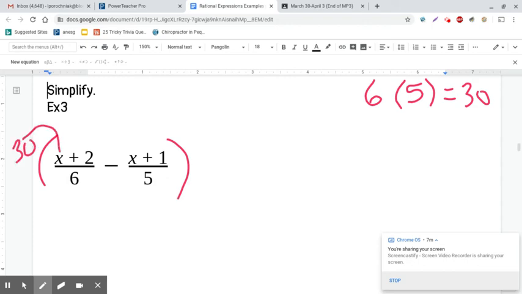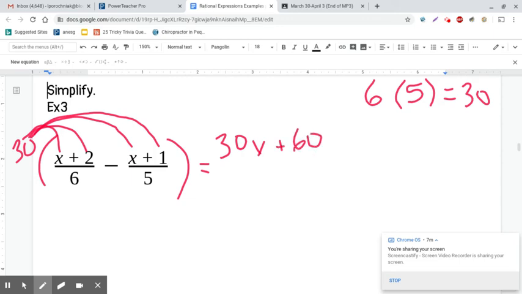That means the 30 is going to the x, to the 2, to the x, to the 1. All right, so 30 times x is 30x. 30 times a positive 2 is a positive 60. And that all is going to stay over 6. Now we're going to use our subtraction sign. Guys, when I do subtraction and there's a binomial after, I usually like to put the whole thing in parentheses. I would suggest you doing that. All right, so 30 times x is 30x.